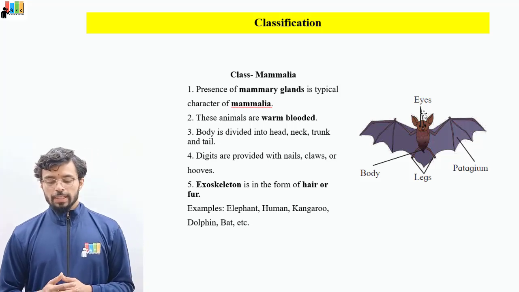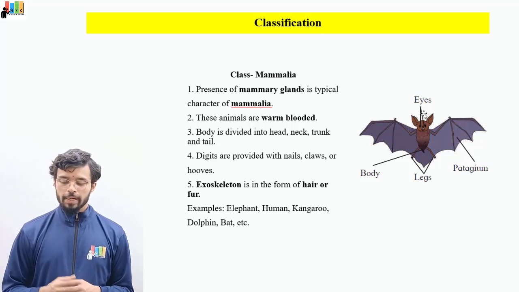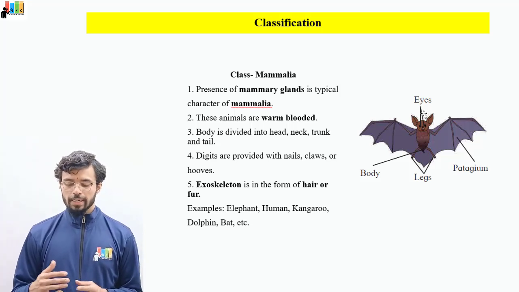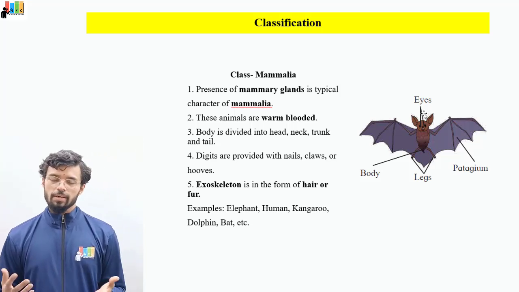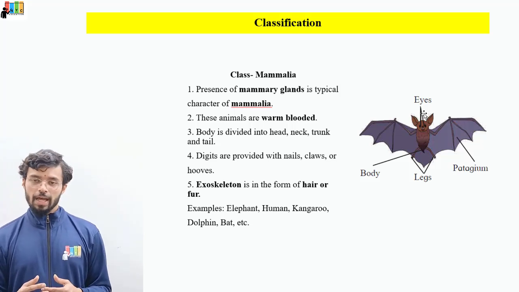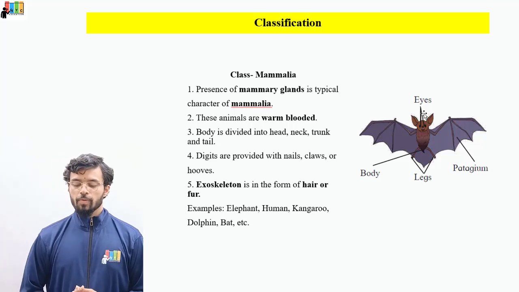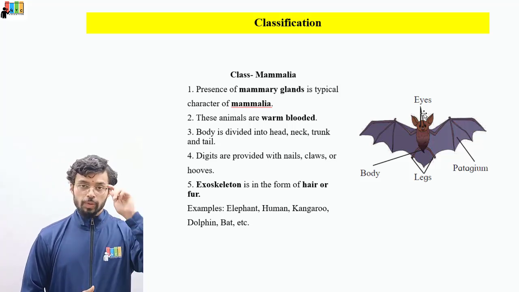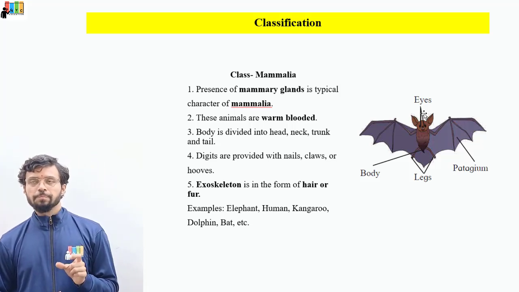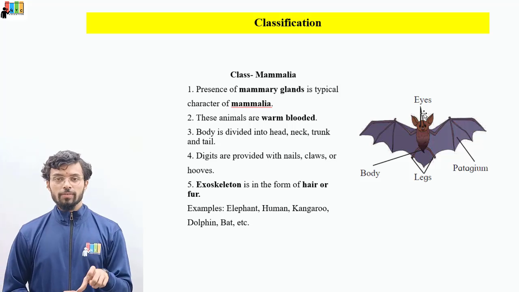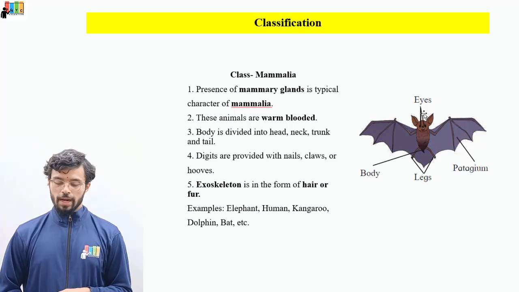So they are warm blooded, that is, they can regulate their body temperature. And their bodies are usually divided again into the head, neck, and the trunk, and the tail region in certain organisms like lions, hyenas, etc. Right? We don't have a tail, but we have the initial three divisions present. And digits are provided with nails, claws, or hoofs. So usually herbivores will bear hoofs, right? And the omnivores or carnivorous animals like tigers, leopards, hyenas, they will have claws and nails.